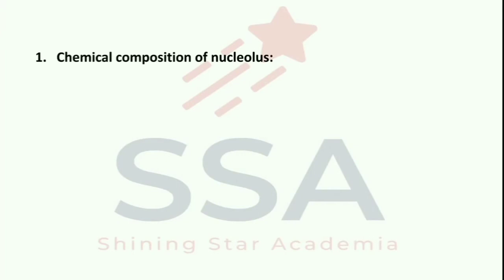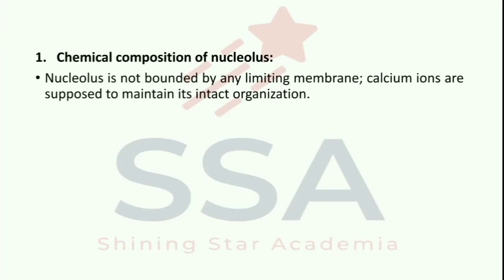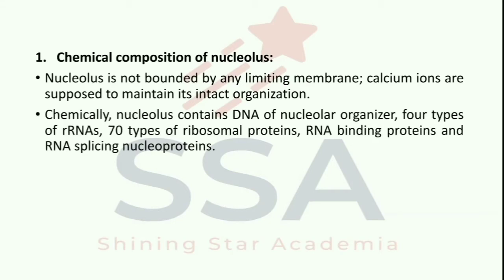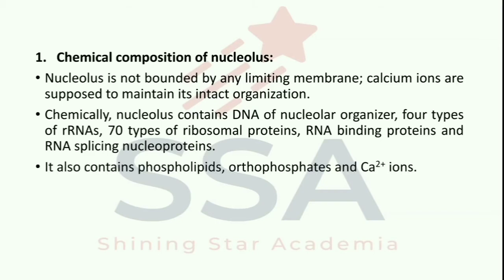Next is chemical composition of nucleolus. Nucleolus is not bounded by any limiting membrane. Calcium ions are supposed to maintain its intact organization. Chemically, nucleolus contains DNA of nucleolar organizer, 4 types of rRNAs, 70 types of ribosomal proteins, RNA binding proteins, for example, nucleolin, and RNA splicing nucleoproteins. It also contains phospholipids, orthophosphates, and calcium ions.